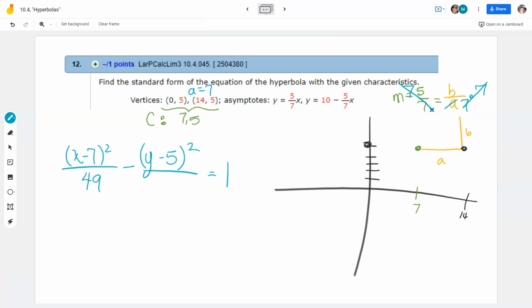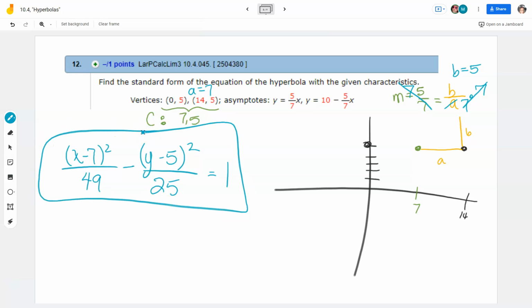Some people can see it right away. Some people do the step, do the algebra. B is equal to 5, so I have 25, and I'm pretty sure they just wanted me to find the standard form. Too many markers. The standard form.